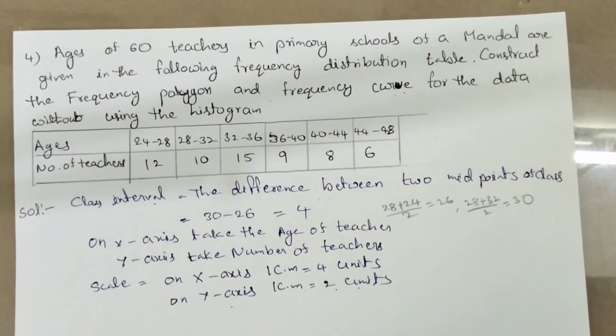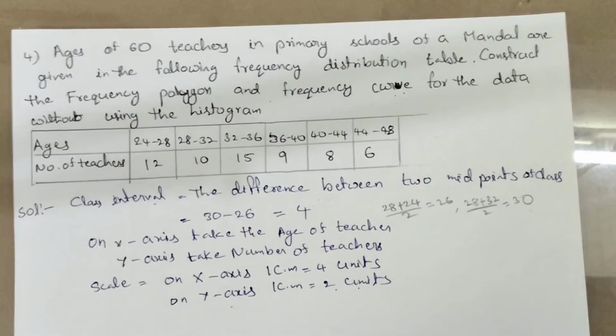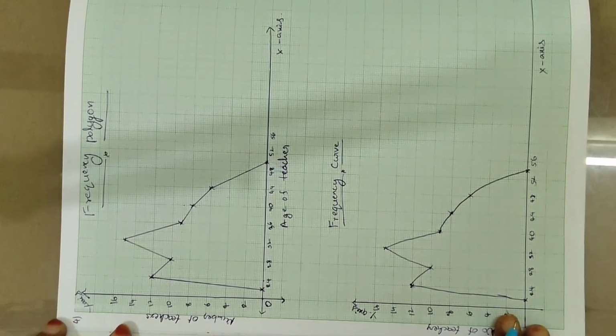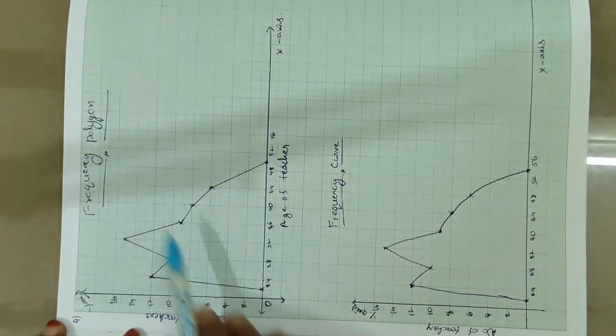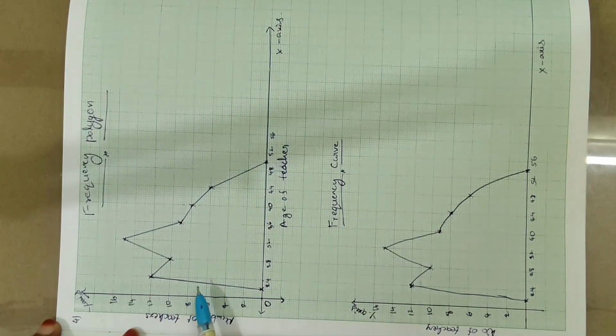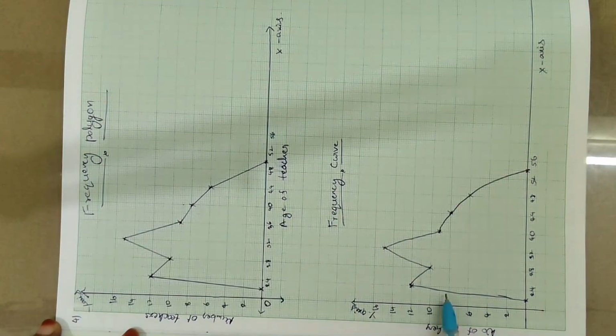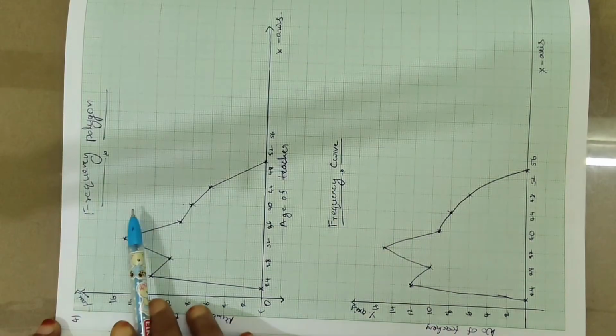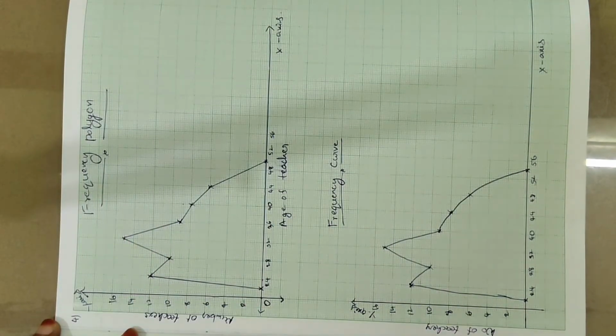This is the fourth question. Answer. These two are the graphs of the fourth question. This is the frequency polygon. Next, this one is the frequency curve. We use the scale and join these points, that is the polygon. Without the scale, we join these points, that is the curve. So this is the polygon, this is the curve.